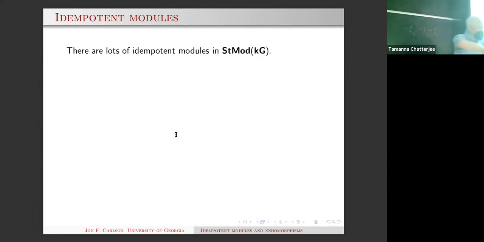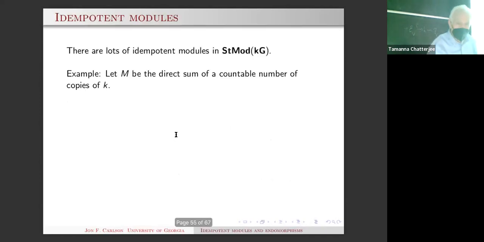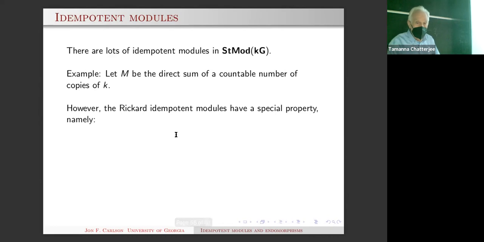So this is completely different. There are lots of idempotent modules. One way you can get them is to just take a countable direct sum of the trivial module. It's infinitely generated. But when I tensor the trivial module with itself, I just get the trivial module back. So it's idempotent in the sense that countable times countable is countable, that's the reason. But the idempotent modules that you get in these triangles like this have a very special property.